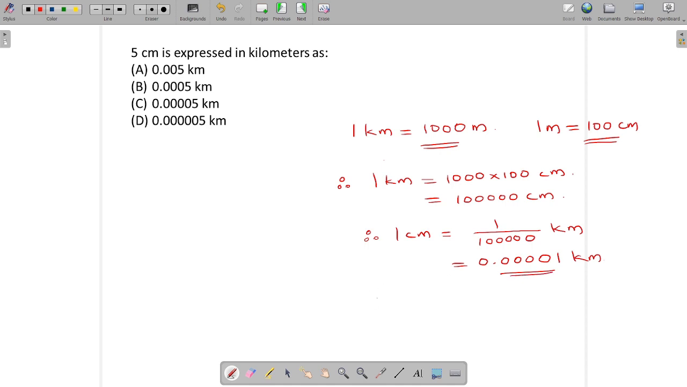So 4 zeros and 1. So 0.00001 kilometer. Therefore, 5 centimeter is equal to 0.00005 kilometer. So the answer is 4 zeros and 5. That is 5 decimal places. Answer is C. The correct answer is C.